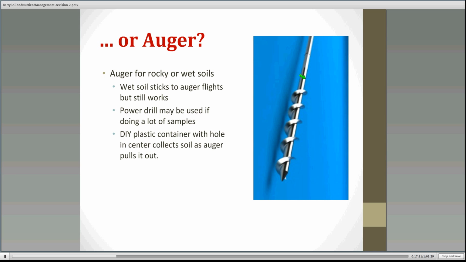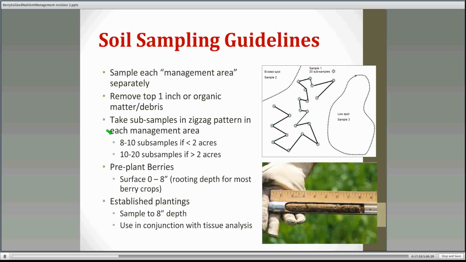And some thought has gone into this where people have cut a hole inside a container like a bucket, a plastic bucket, and actually run the auger right through the bucket, through the hole, into the soil, and bring it back up, and they clear it right there, and the sample's trapped in the bucket. So a pretty efficient way of sampling.